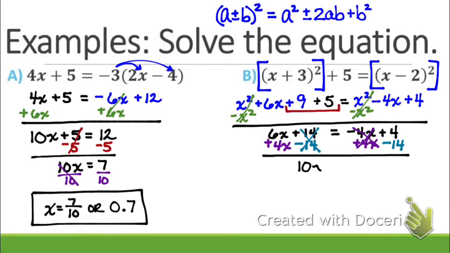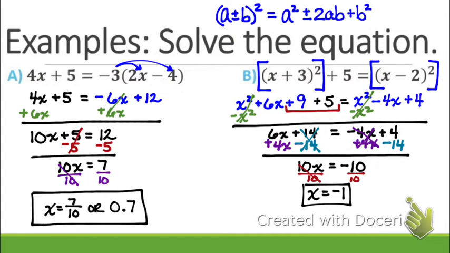So I end up with 10x equals what? Negative 10. So x is negative 1. Awesome.